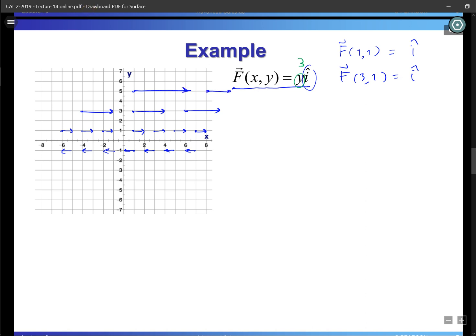So you see the dynamics here. Some of them are going to go slower, some of them go really fast. As you go up in the y direction, it's going to be faster.